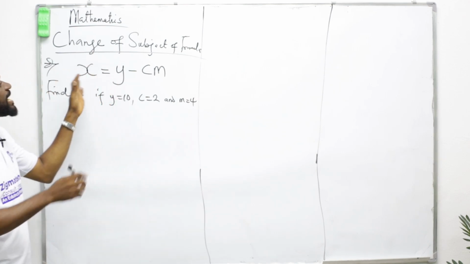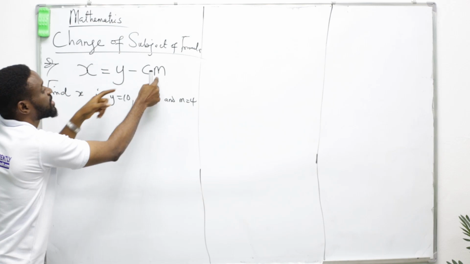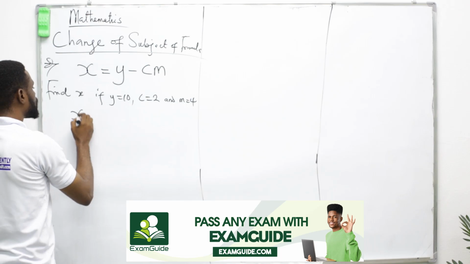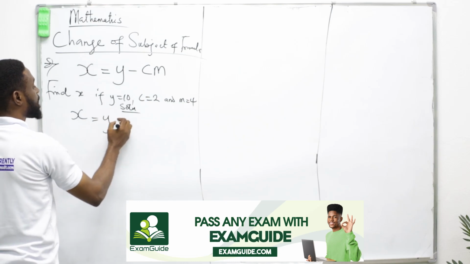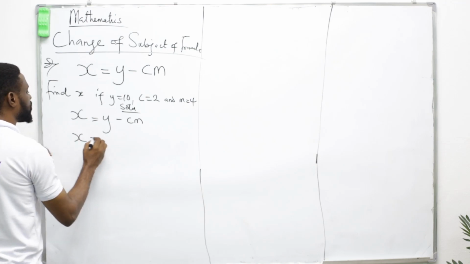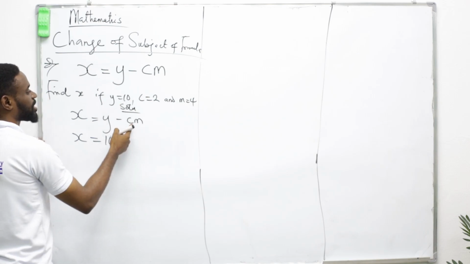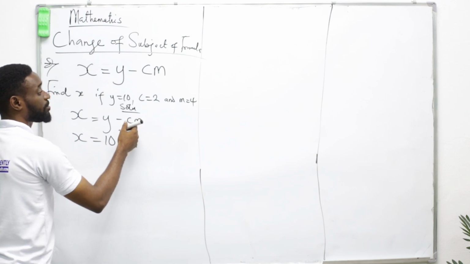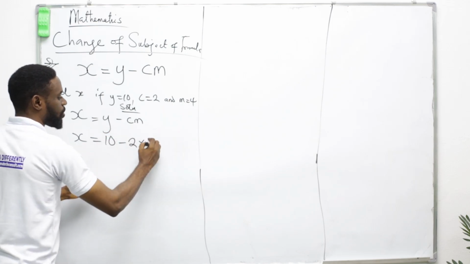So we can simplify this formula by substituting the values of these quantities or these variables into the formula. So that means x will now be the solution of this. x will be equal to y minus cm. Always write it at first before substituting. So x, they say we should find the value of x. Where you have y, what is our y? Our y is 10 minus, what is our c? Our c is 2. What is our m? Remember, cm means c times m. So this means our m is 4.